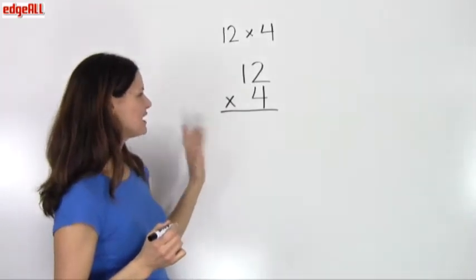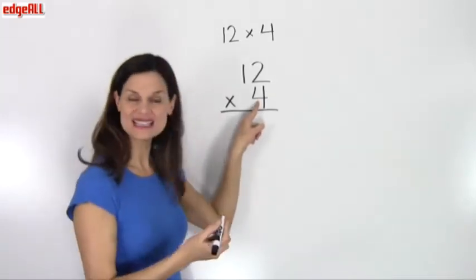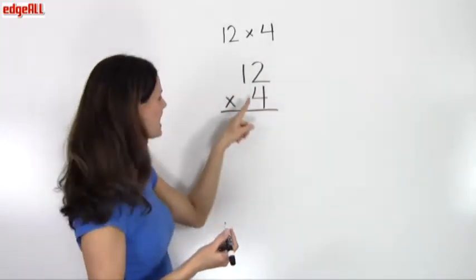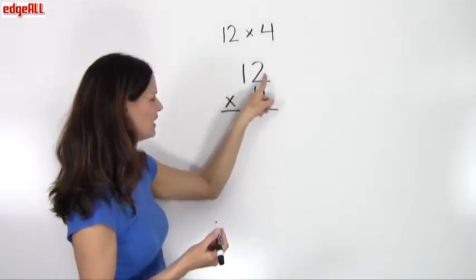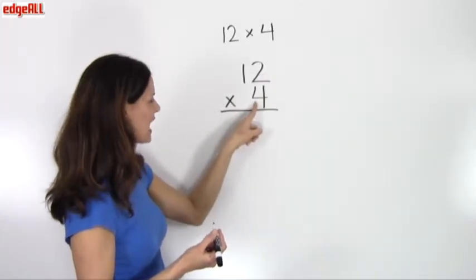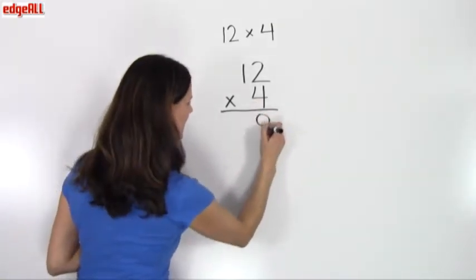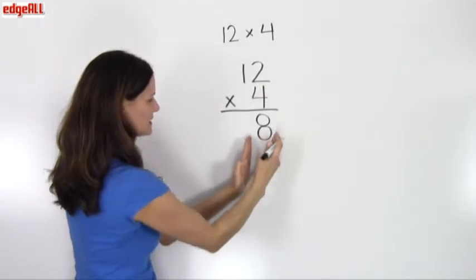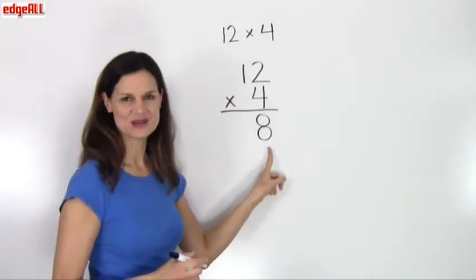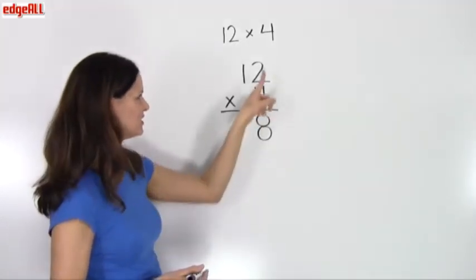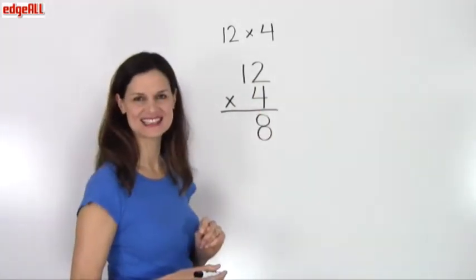First of all, I'm going to start by multiplying the 4 by the ones place of the 12. And so that's the 2. So I'm going to start out by multiplying 4 times 2, or 2 times 4. And I'm going to get the answer, my product of 8. And I'm going to put the product in the ones place right below the 2 and the 4 in my answer. So I want to make sure that the 8 goes here. 2 times 4 equals 8. Or 4 times 2 equals 8.